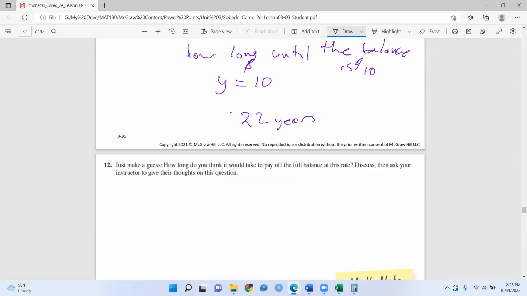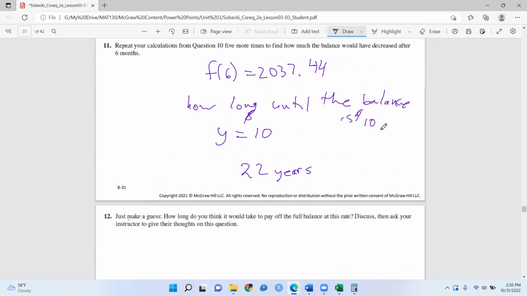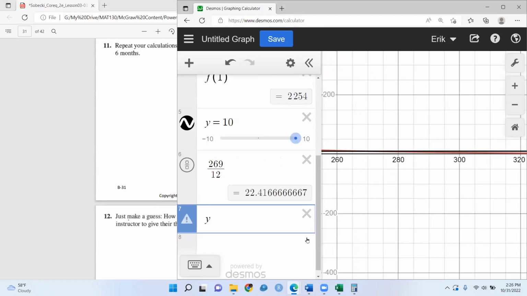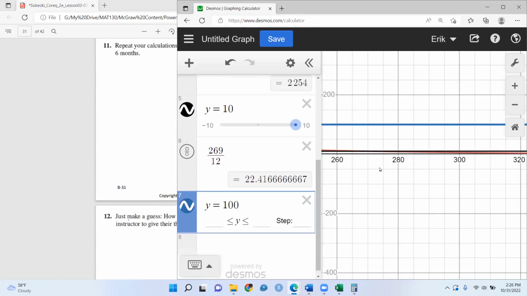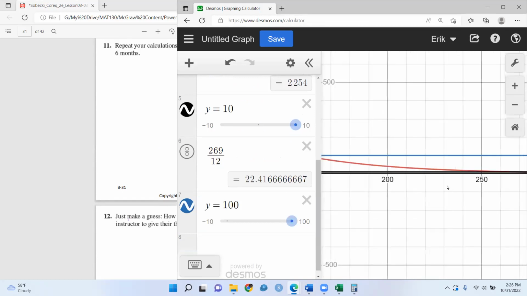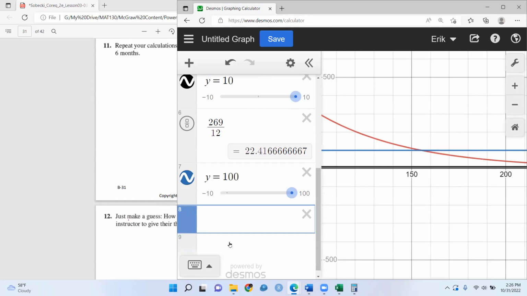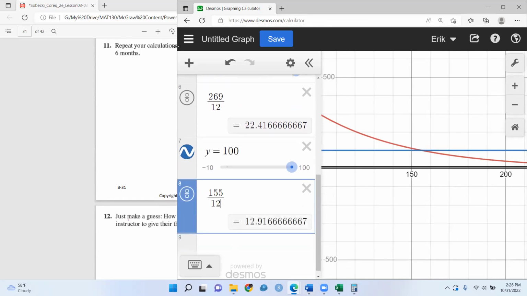This is why it's awful if you think about that. If you're just making the minimum payments, you're going to be paying that minimum payment for 22 years just to get it down to $10. Now, at some point you're like, what if we just say, let's get it down to $100? How many fewer years is that? Because once we get to 100, we might be able to just do it. Well, that's 155. That's still 12 years.